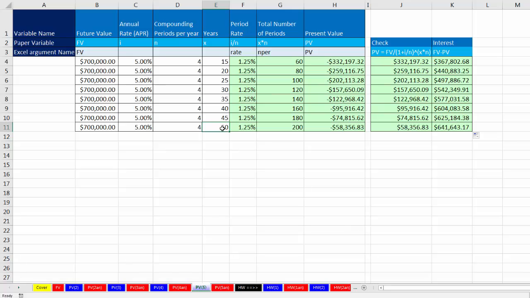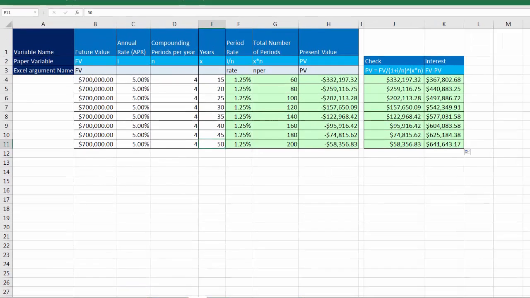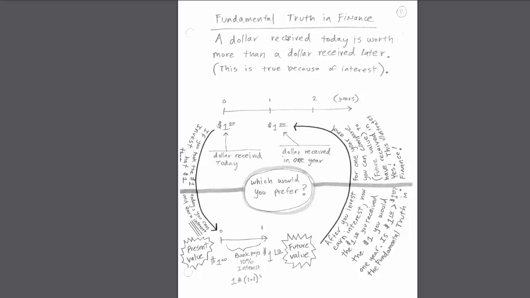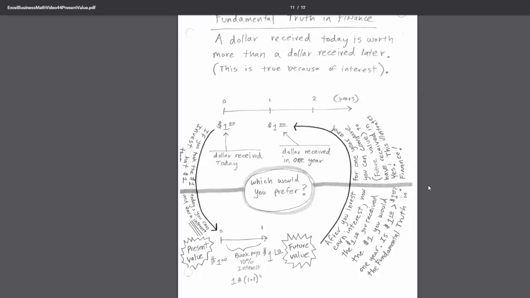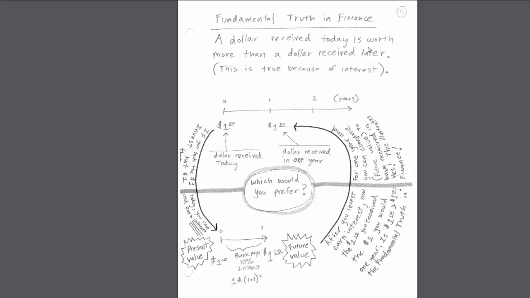All right, so we saw a bunch of examples in this video about present value. There are some awesome homework problems for you to practice, 6 of them over there. And before we end this video, we want to go back over to our PDF notes. And we actually want to talk about the fundamental truth in finance. And that is a dollar received today is worth more than a dollar received later. This is true because of interest.